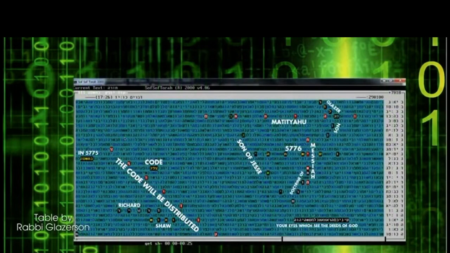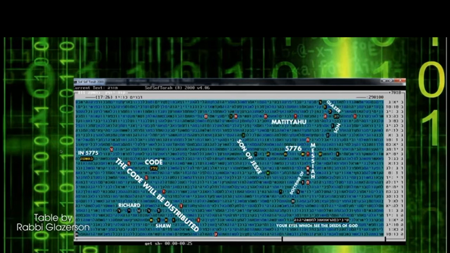This was one that Rabbi Glazerson came up with. It was basically about our film, and it comes out in the Torah codes. The codes will be distributed, and has my name in there, basically in parallel rows and close together with small skips, which is pretty significant. Don't ask me why that's in there, but it is.